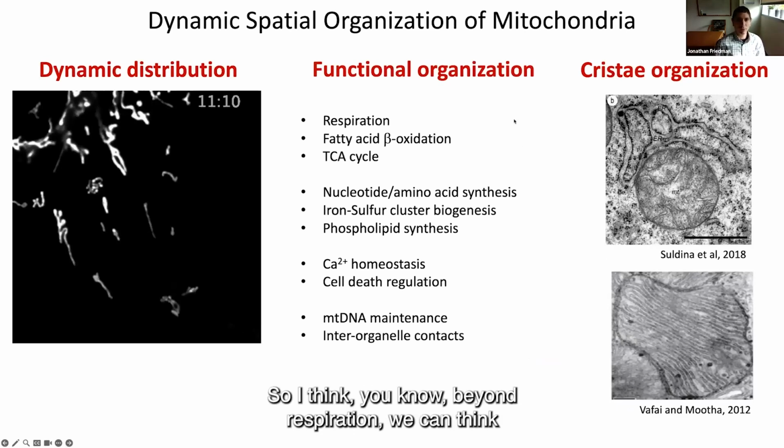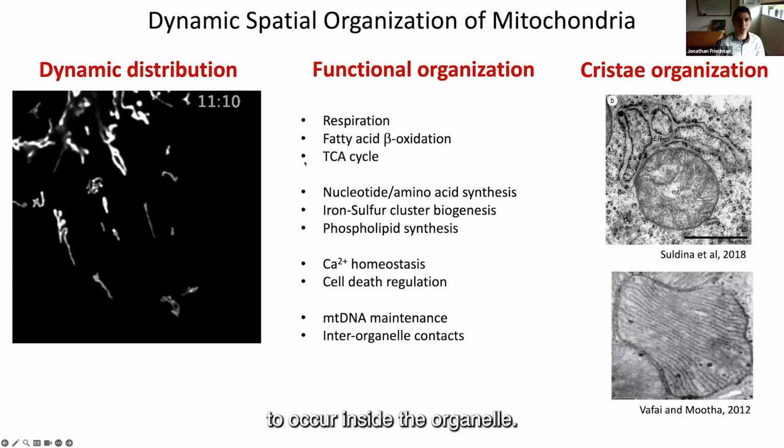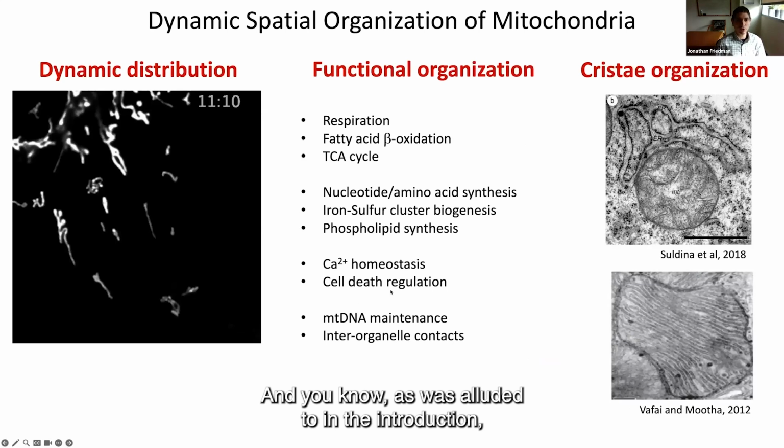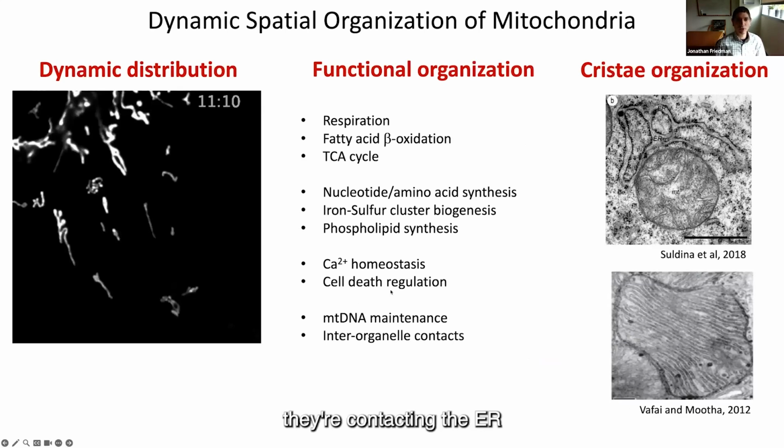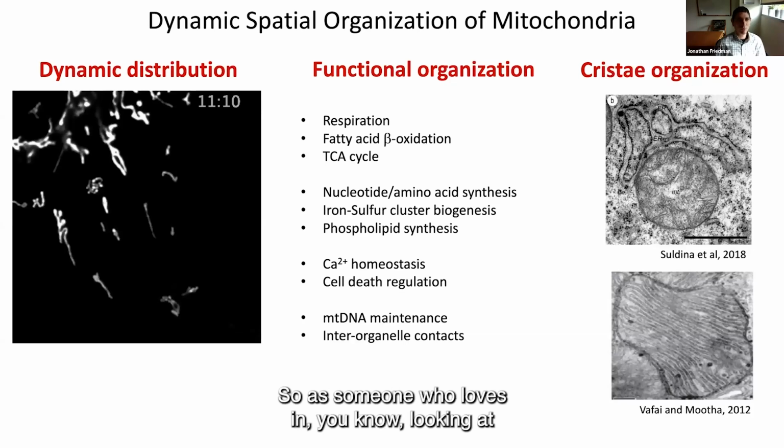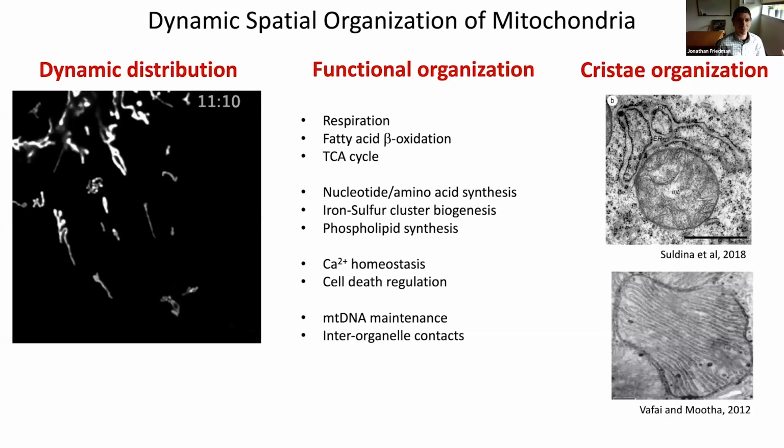Beyond respiration, we can think of them as metabolic organelles that have hundreds or thousands of different metabolic reactions that have to occur inside the organelle. They have other jobs like regulating cellular calcium homeostasis, mediating the apoptosis pathway, and then even layering on more complexity of spatial organization, they have their own genome that has to be organized within the cell. And as was alluded to in the introduction, they're contacting the ER and just about every other organelle of the cell. So as someone who loves looking at beautiful structures under microscopes and thinking about spatial organization, they're really the perfect organelle to study.